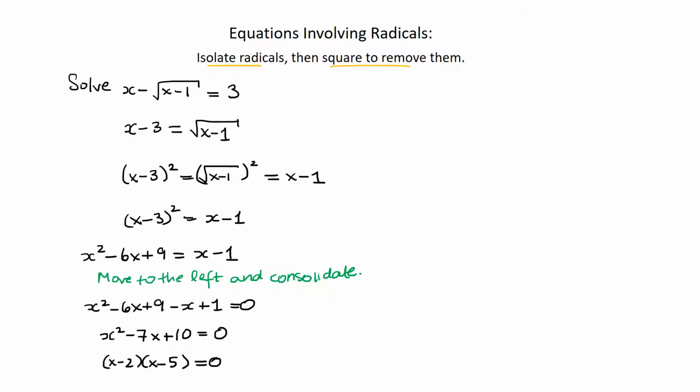So it appears that there are two solutions, x equals 2, coming from x minus 2 being equal to 0, and x equals 5. So potential solutions.